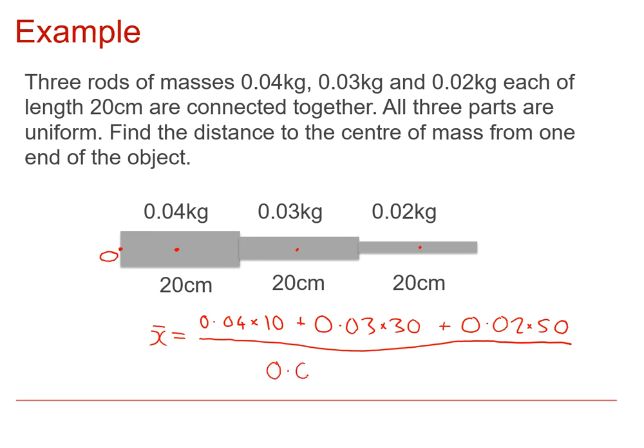So that's 0.04 plus 0.03 plus 0.02. And that works out as 25.6 centimetres. So the centre of mass of this whole object is 25.6 centimetres to the right of this origin.